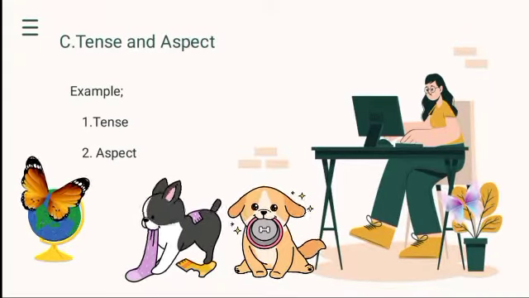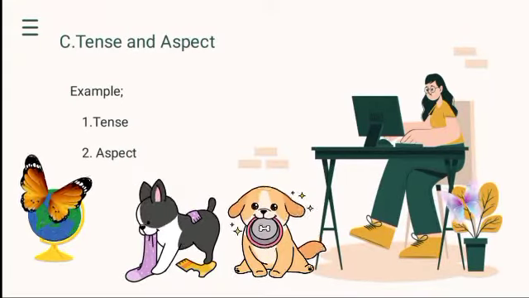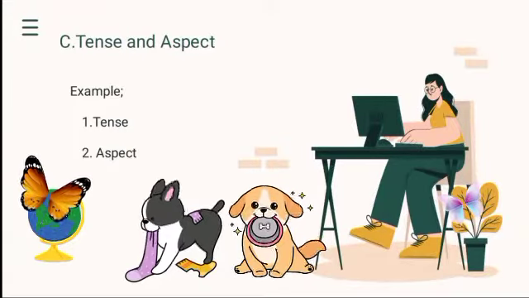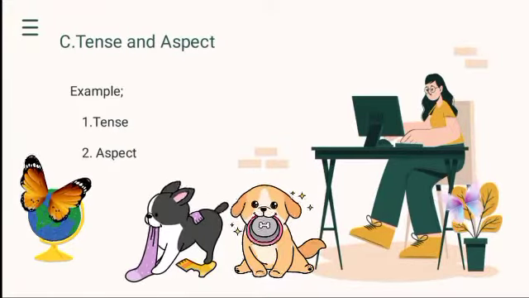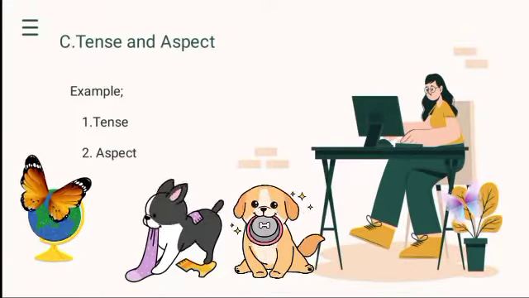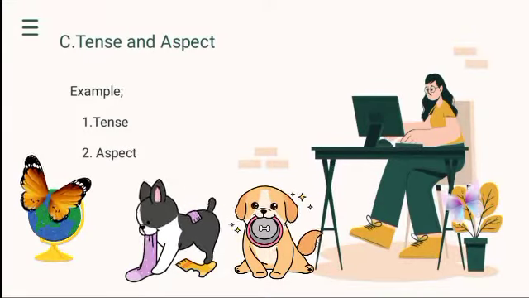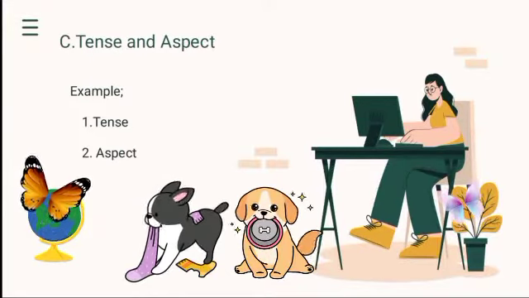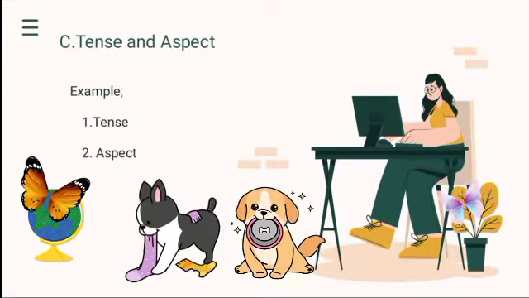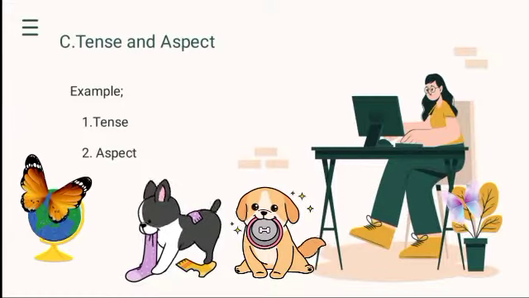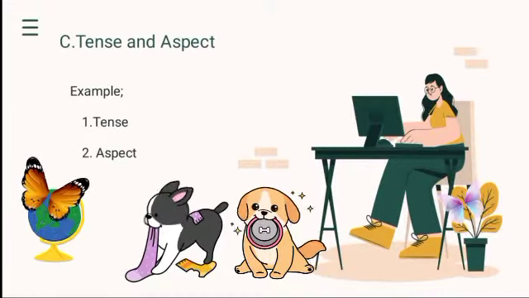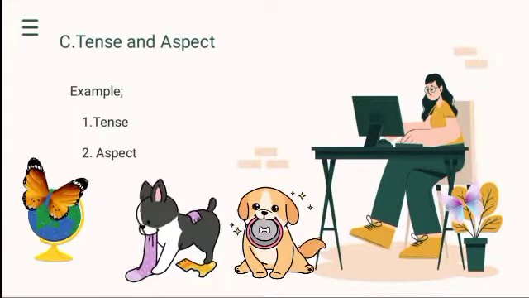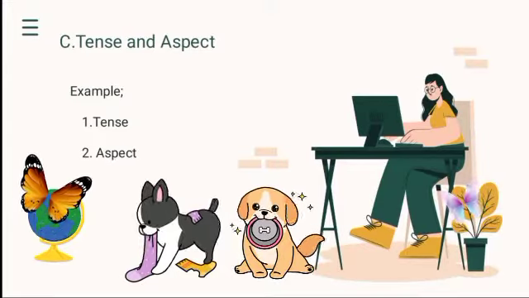English grouped by verb tense. Well, for example, the table shows tense, aspect, and example. For present simple, the example is I wash the car. And for present progressive, the example is I'm washing the car. And for present perfect, the example is I have washed the car. And the last, present perfect progressive, the example is I have been washing the car.